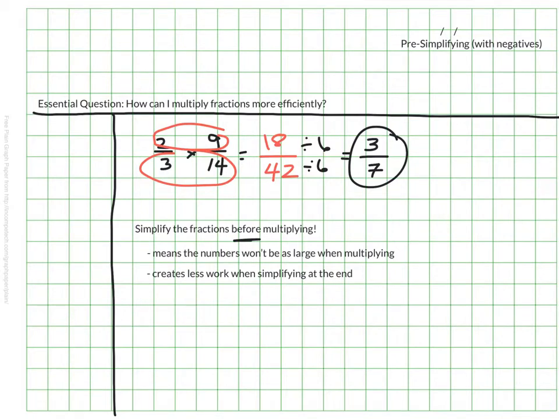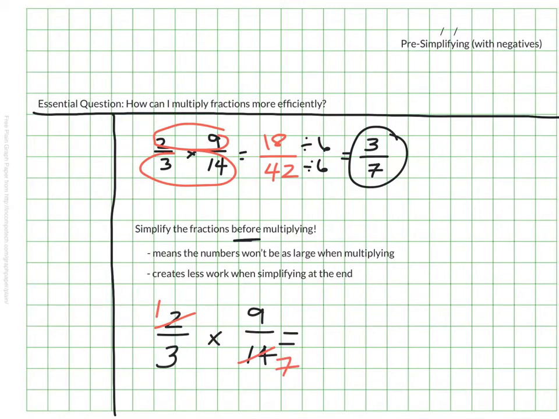And I'll show you how this works by going back to my original number sentence, which was 2/3 times 9/14, right? That's what we started with. So before I even multiply, I want to look for any numbers that can be simplified. And I can simplify any numerator with any denominator. So the 2 and the 14 represent one numerator and one denominator, and they each have a factor of 2. So I'm going to divide the 2 by 2, which will get me 1. I'm also going to divide the 14 by 2, which leaves me with 7.